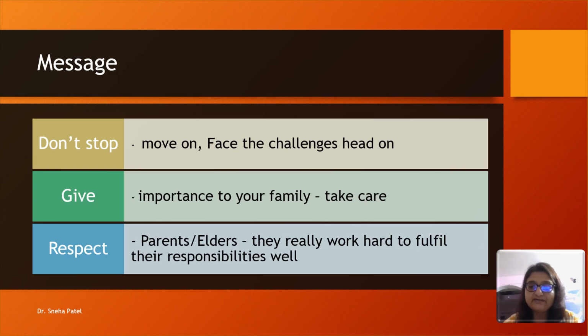Respect parents and elders, because they really work hard to fulfill their responsibilities well. It is because of your parents and elders that you are gaining a lot of things in your life. So show respect towards them. Please take this message very sincerely and seriously.